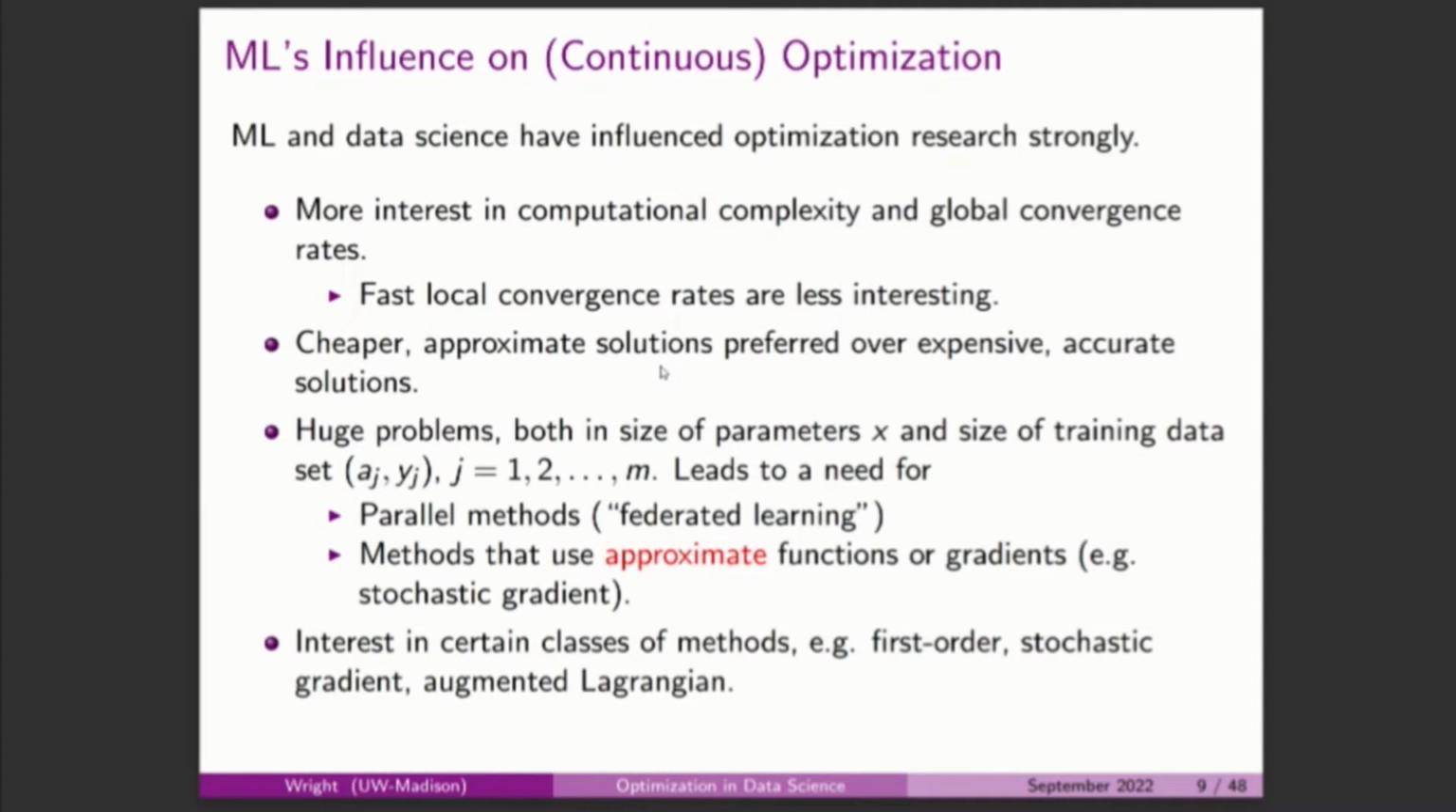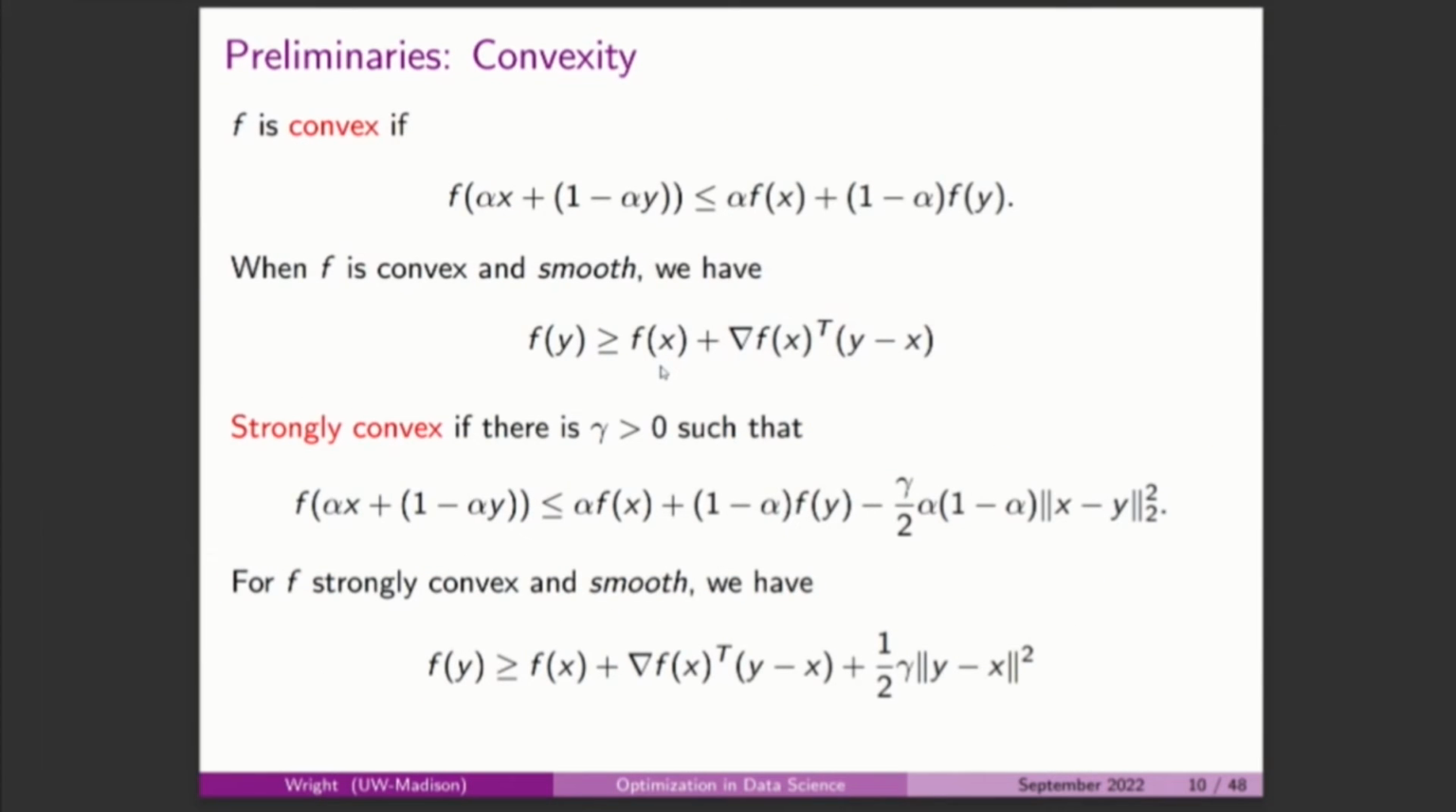Also, it's given renewed interest in methods that use approximations to function or gradient values, such as stochastic gradient, because exact functions and gradients are very hard to get. And also, it's given rise to renewed interest in certain classes of methods, which I'll come to as we go along. A couple of preliminaries.